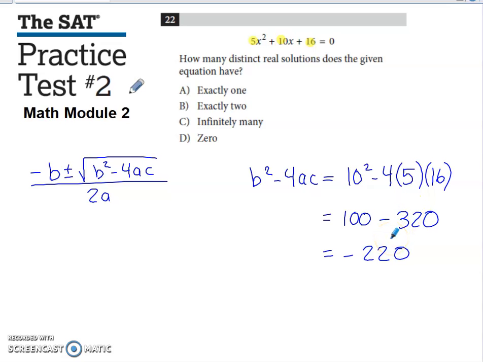That's negative 220. The square root of a negative is going to be an imaginary number, not a real number. So how many real solutions does this have? None. Two imaginary solutions, but no real solutions.